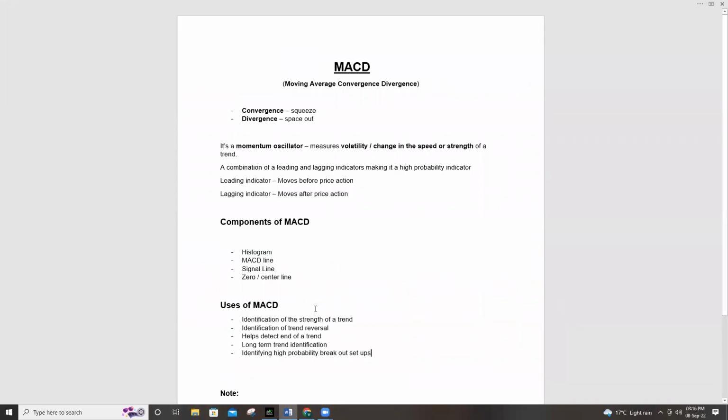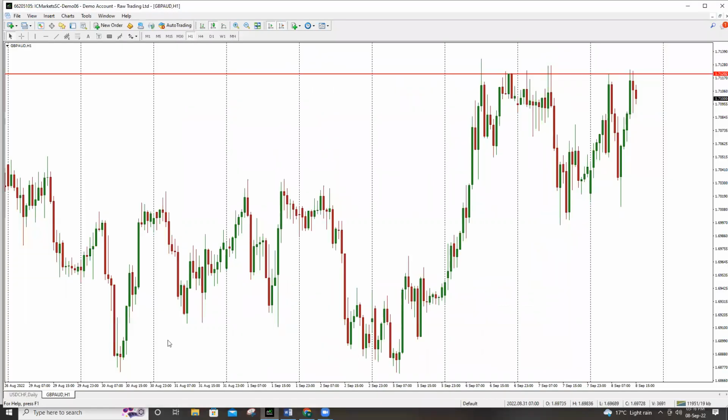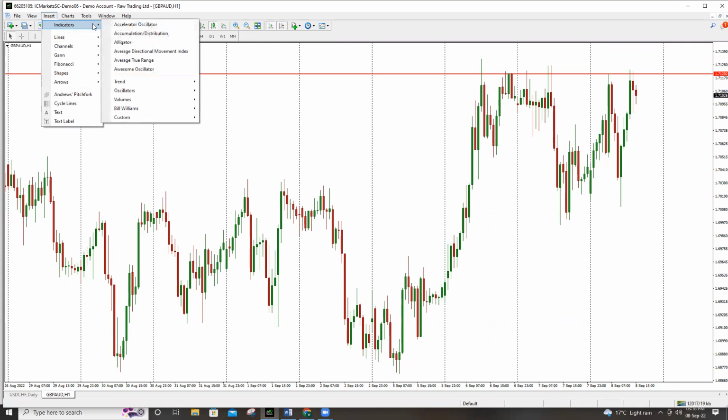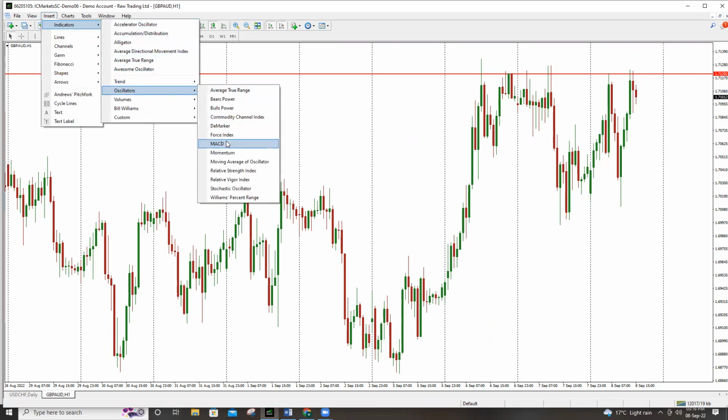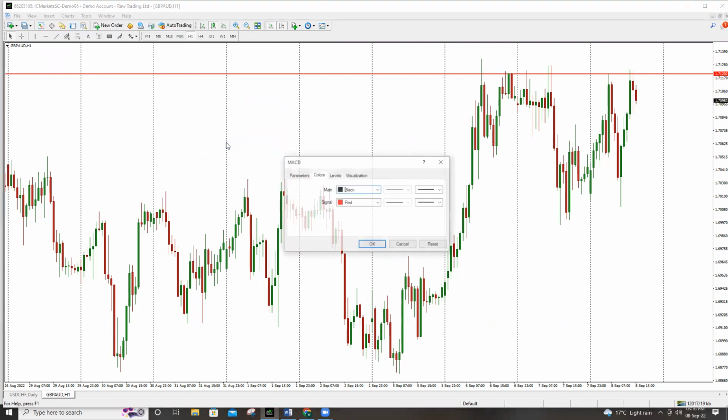Now you've known how to, if you're using MT4, how to place your MACD. Of course, you're going to go to your trading platform, open a chart of choice, then you click on insert indicators. Again, I already mentioned that it's an oscillator, so you go to oscillator and click on MACD.